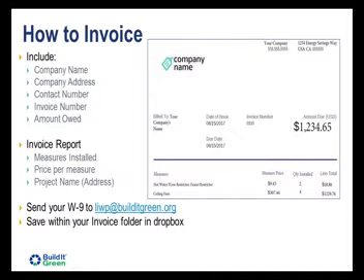Okay, how to invoice. So I'm sure most of you have created an invoice before, but this is just a brief overview of what we hope that your invoices will look like when you submit them to us. Just remember to include the basic information you usually include in an invoice: your company name, address, contact number, invoice number, and total amount owed for that invoice month. The invoice should have the list of the measures installed, the price per measure, and the project name, and know that we'll include that information in the installed measures report that we'll submit on the 3rd of each month.